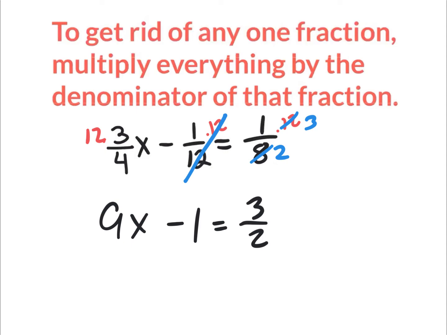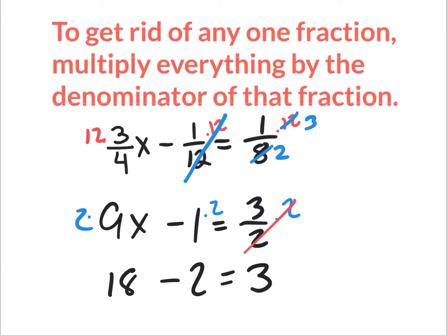Multiply everything by what? By 2. Multiply by 2, multiply by 2, multiply by 2. Yeah, you multiply by the denominator of the fraction that you want to get rid of, and you got to multiply everything by the denominator of the fraction you want to get rid of. So of course the 2's cancel out. On the right side I'll have a nice beautiful 3. Over here, 1 times 2 is 2, has a minus sign in front. And 2 times 9 is 18 with an x.